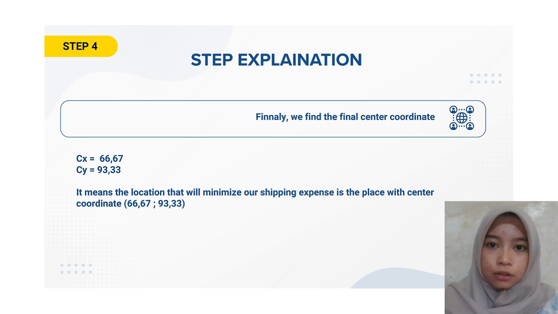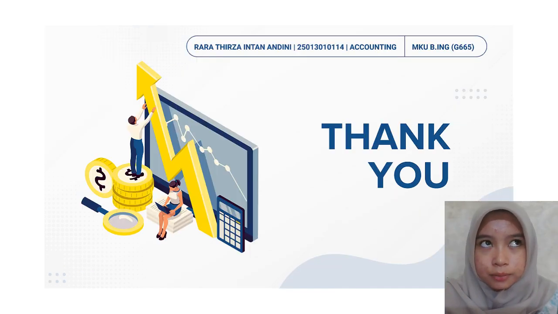So it means the location that will minimize our shipping expense is the place with the center coordinate x-axis 66.67 and the y-axis 93.33. So by using this method, we can find the distribution center that can most effectively minimize our shipping expense. And we can use tools like GPS to find the data, the y-axis and x-axis.